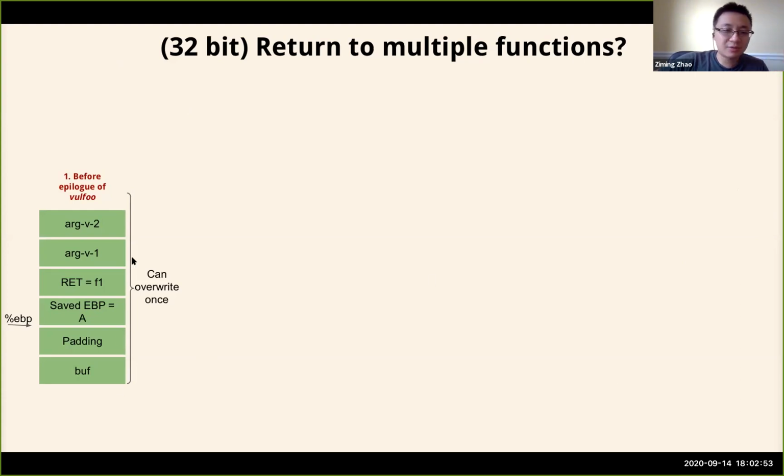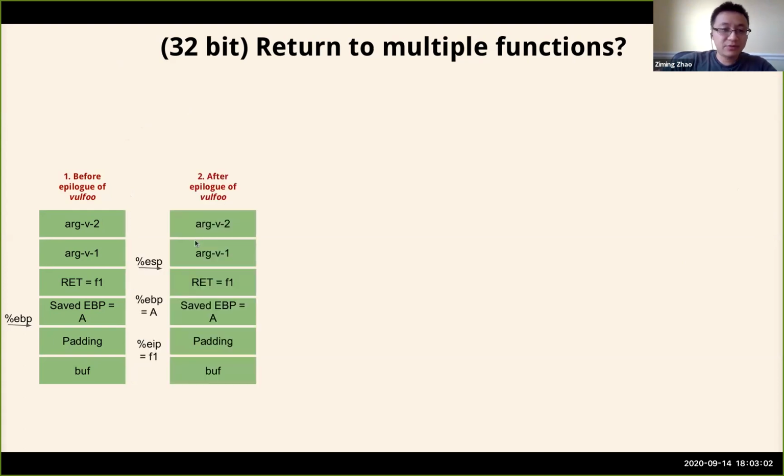We have one chance to override this. So if the attack requires us to override it twice, it means it's not going to happen. We cannot do that. So after the epilogue of this vulnerable function, what happens is the ESP will point to 4 bytes above the return. That's what we saw just now. ESP will point to here. EBP will have this value A, and the EIP will point to the function f1.